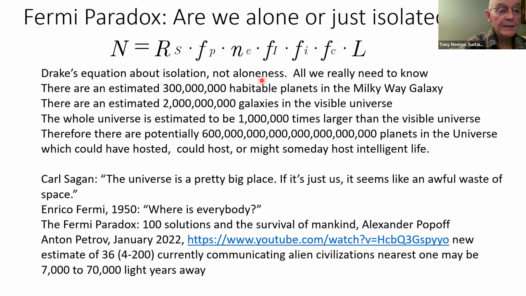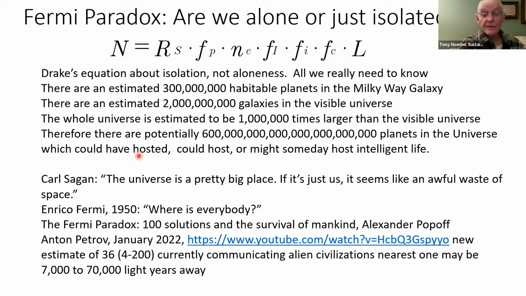And so what we really need to know is there's an estimated 300 million habitable planets in the Milky Way galaxy. And there's probably more than that now. As they discover more and more exoplanets, they get a better feel for it, and they keep bumping up that number. There's an estimated 2 billion galaxies in the visible universe. And then, as I said before, the whole universe is about a million times larger than the visible universe. You multiply all those numbers together, and you get that there are potentially 600 million million million, if I added the right number of millions, planets in the universe which might have one time hosted life.